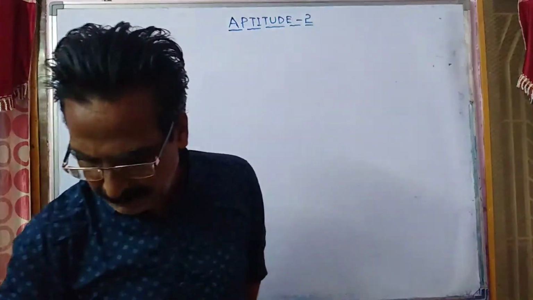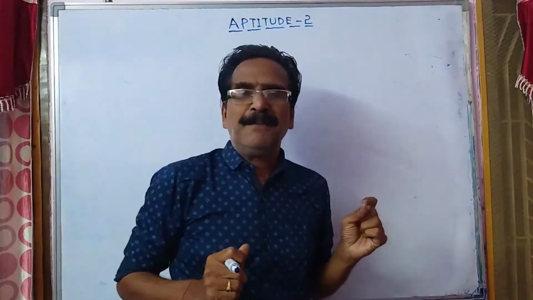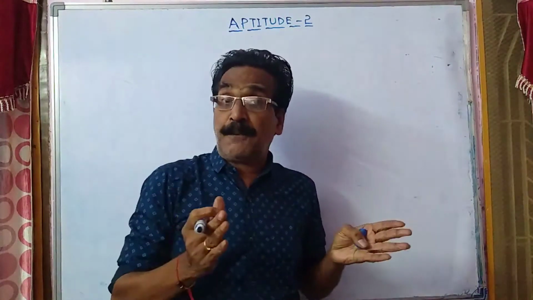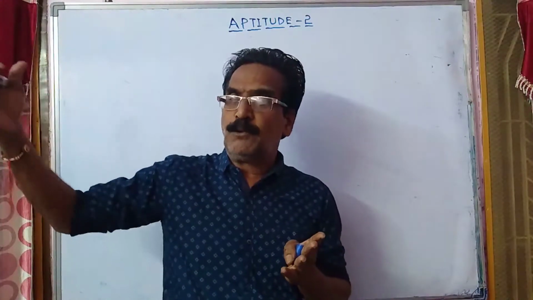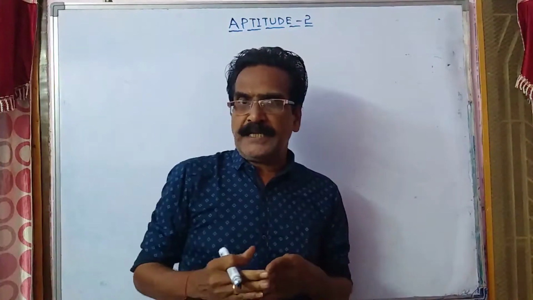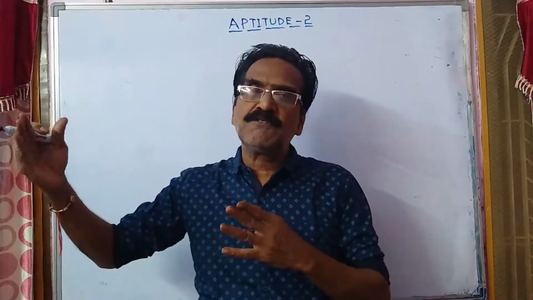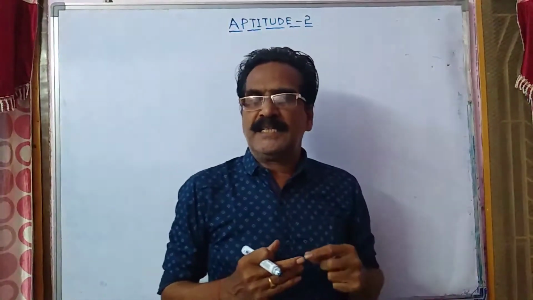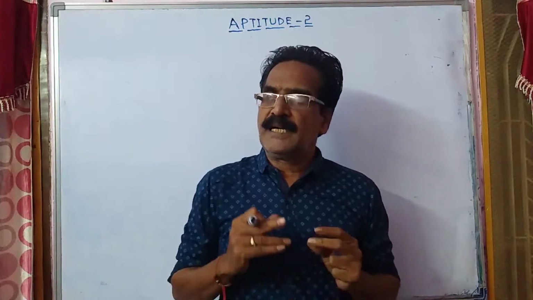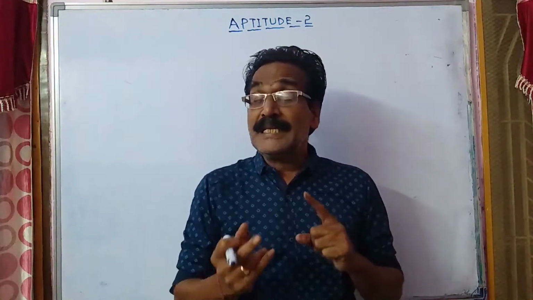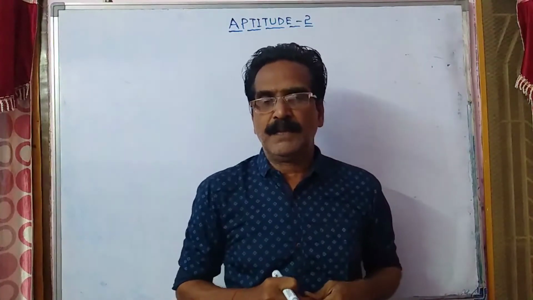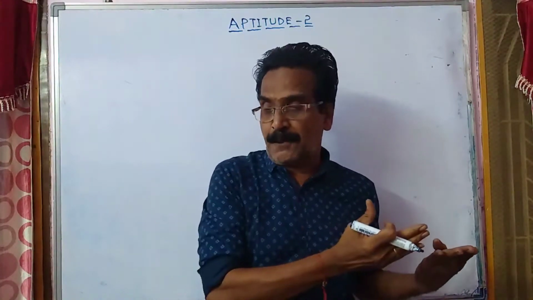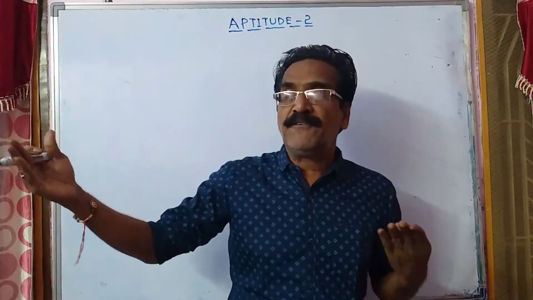Okay friends, let us take up the second problem: the number of zeros in 100 factorial. 100 factorial is the product of 1 into 2 into 3 into 4 up to 100. So in this product, how many zeros will be there? The number of zeros in 100 factorial is equal to the number of 5s in 100 factorial. How many 5s are there in the product?